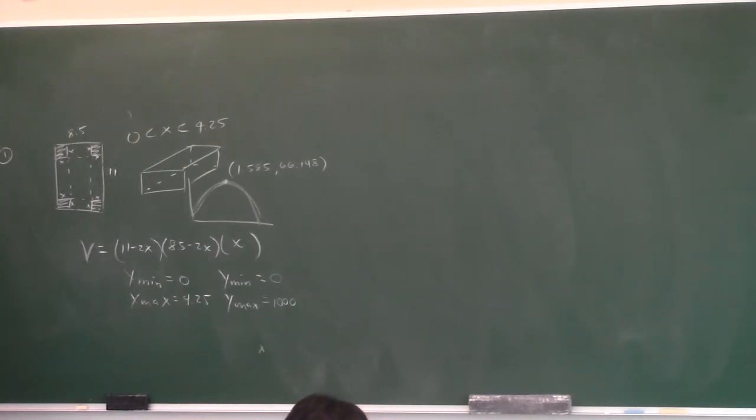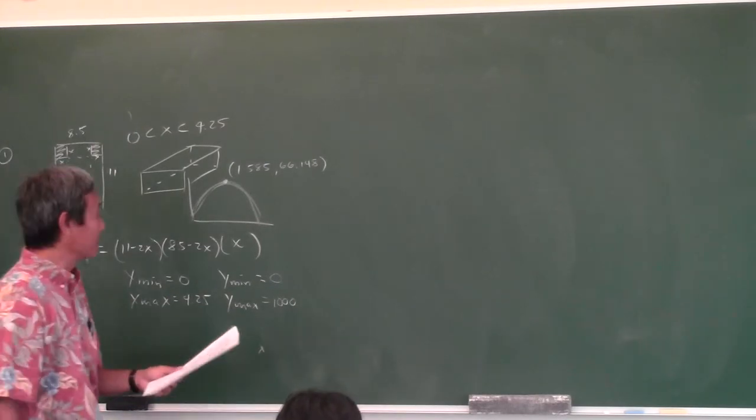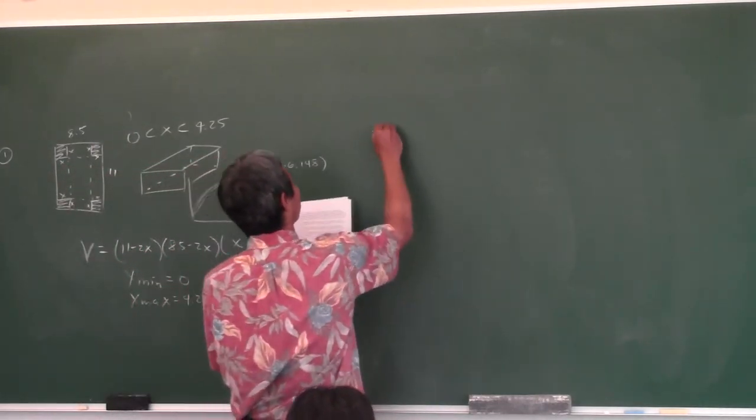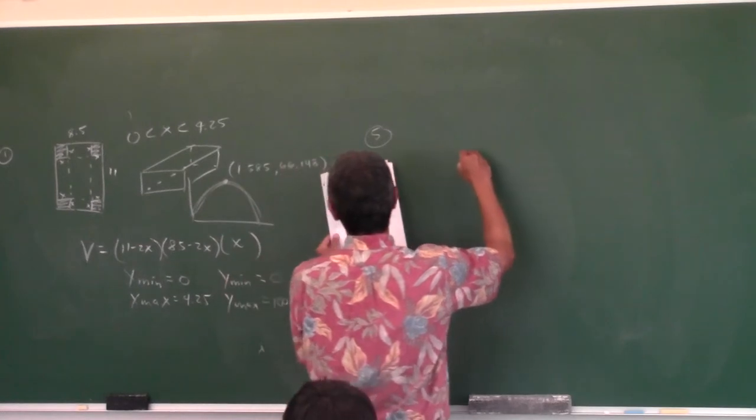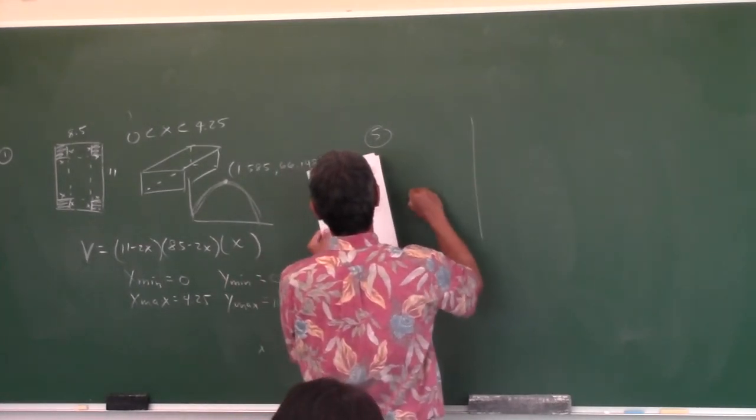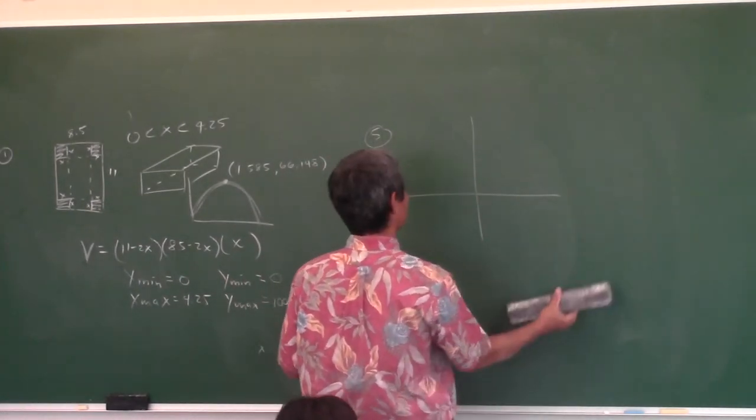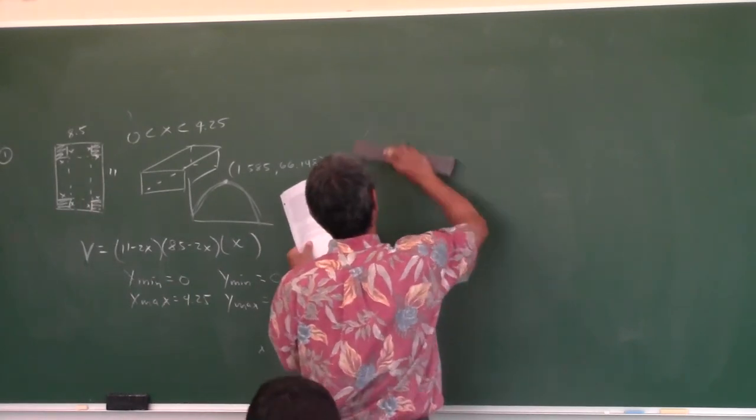Okay, that was the appetizer. That was number one. That was easy. Okay, I think we only have time to do three problems, okay? So I'm just going to pick them. Let's do number five. Okay, oh, I give you a picture. All right. Oh, this is too easy. You guys do number five.